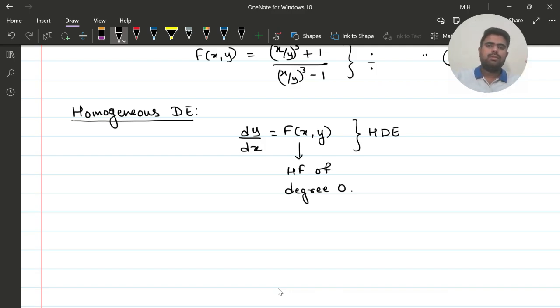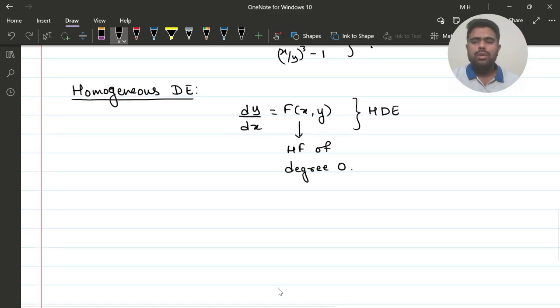Any differential equation of this form is called a homogeneous differential equation when f of x comma y is a homogeneous function of degree 0. Okay. Now, how will you solve it? How to solve this?